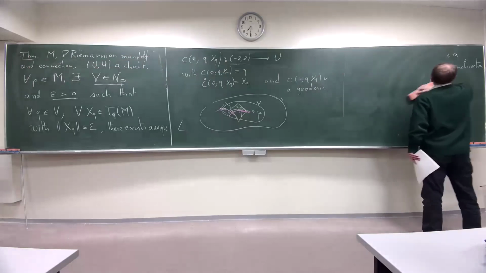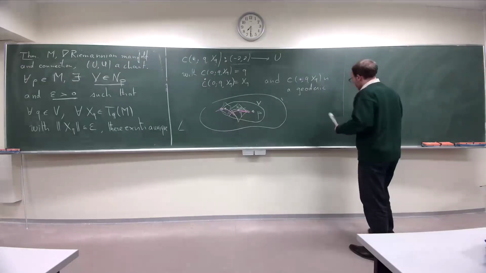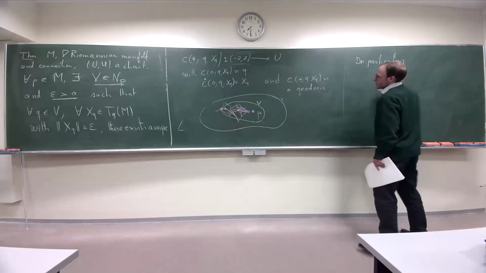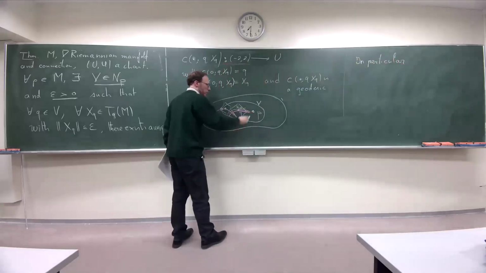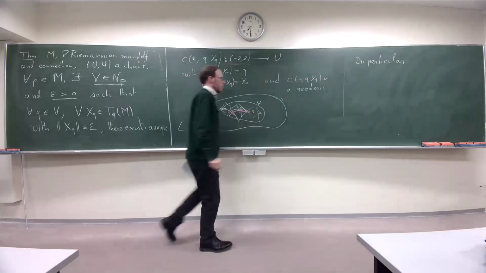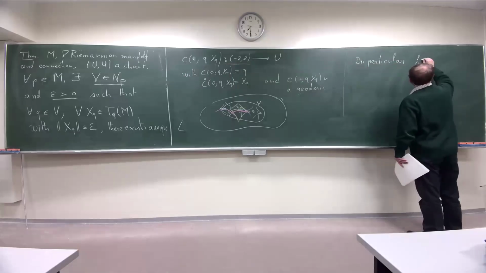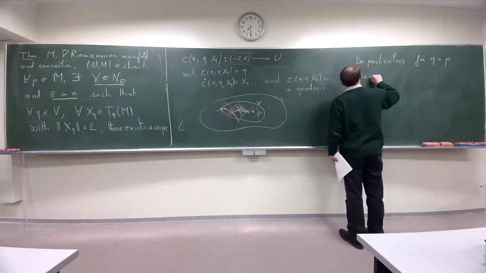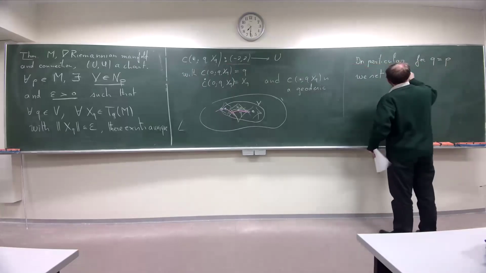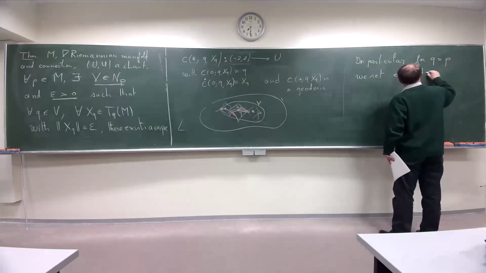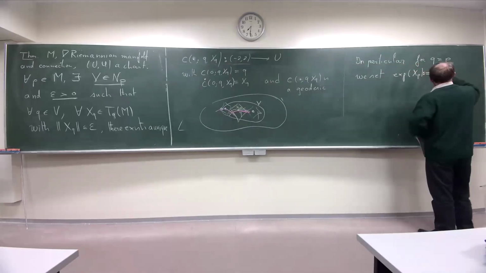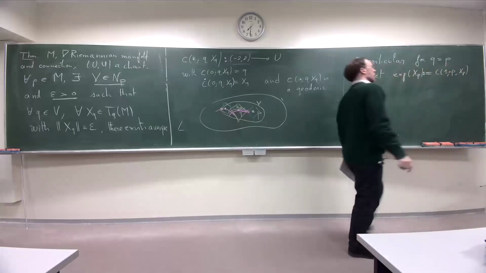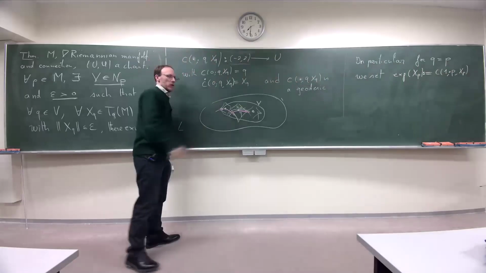Now, why is this interval -2, 2? Because this result applies also for the point P. So I can also choose the tangent plane here. In particular, for Q equal to P, we set exponential of xp to be C of 1, p, xp. And 1 is in the interval, so it's meaningful.